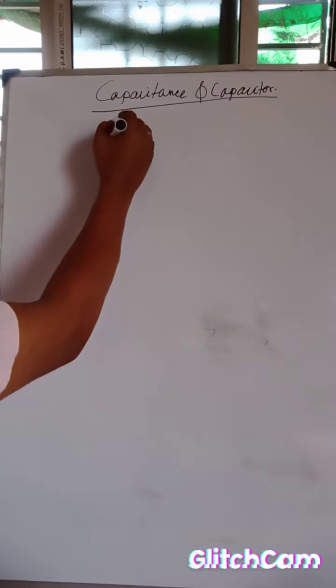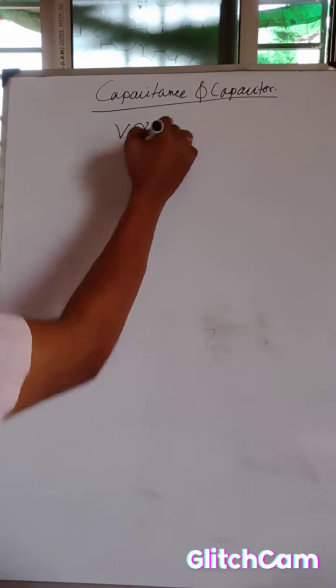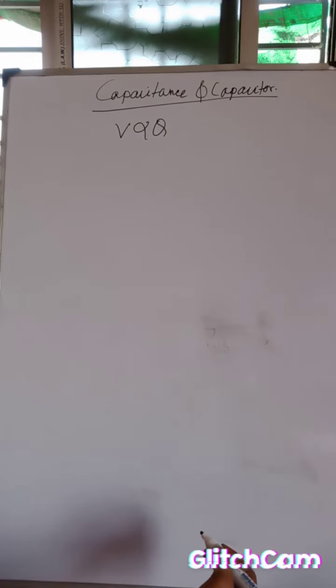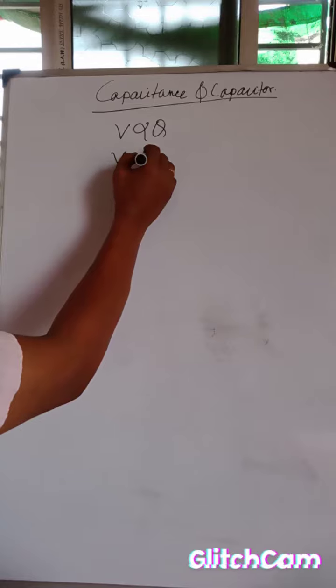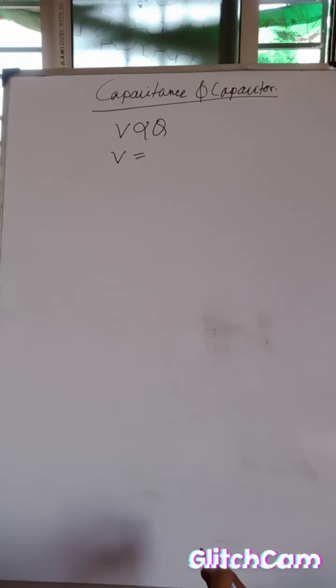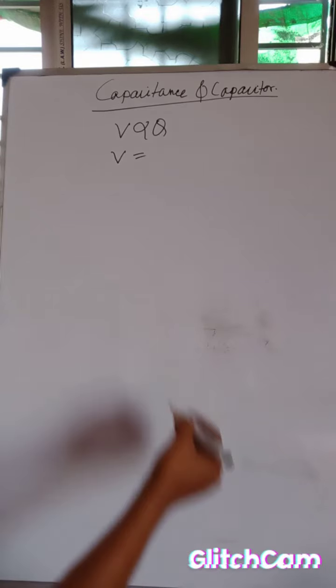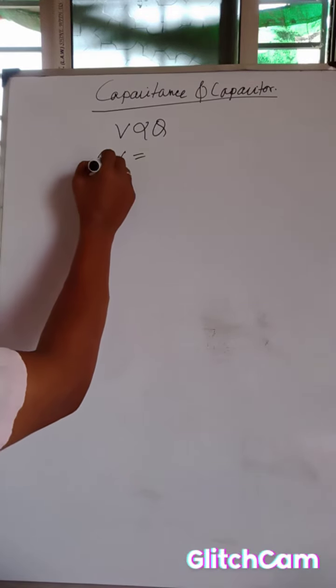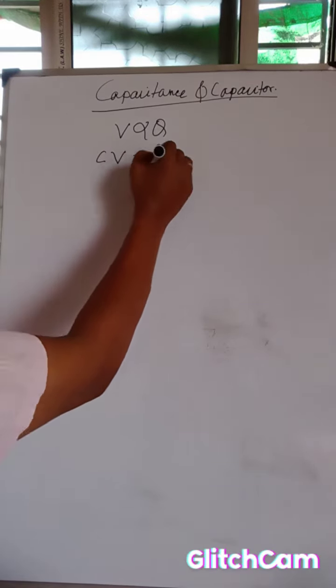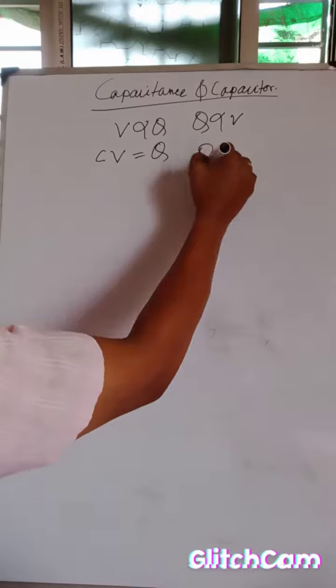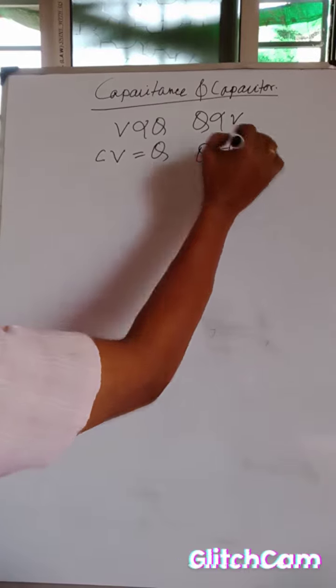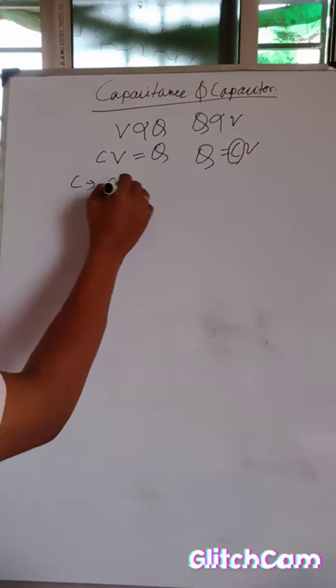There we have seen that potential is proportional to the amount of charge given to the conductor. Now if we write equal, we have to give a proportionality constant. So Q is proportional to V, so Q equals CV. That C is called capacitance.